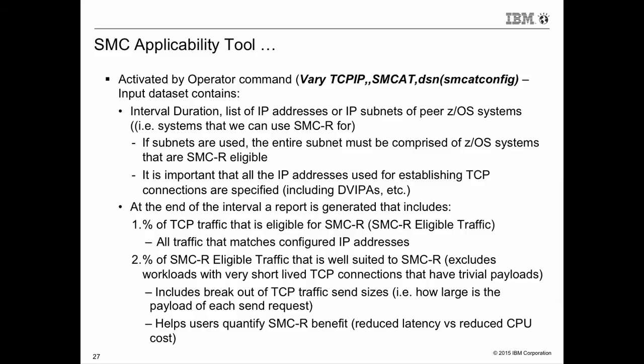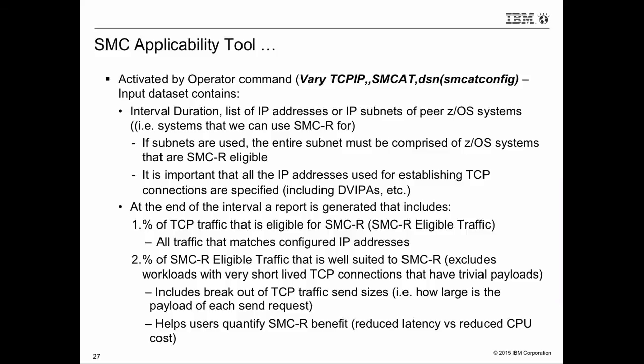The second part of the report will tell you how much of your SMC-R eligible traffic is well suited to SMC-R. SMC-R works transparently for all TCP traffic across two peers that have SMC-R enabled, but it's really geared towards longer running connections. It works well for request-response types of workloads, and it also works very well for streaming workloads that move a lot of data.